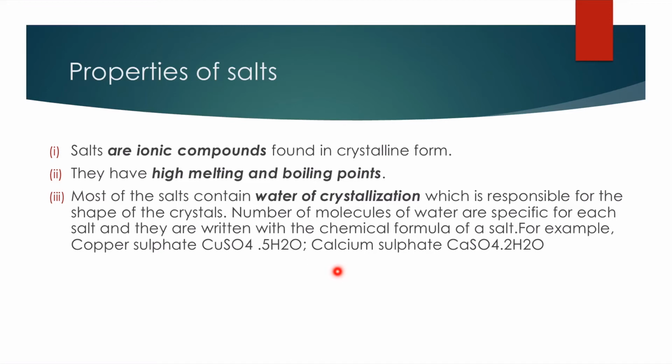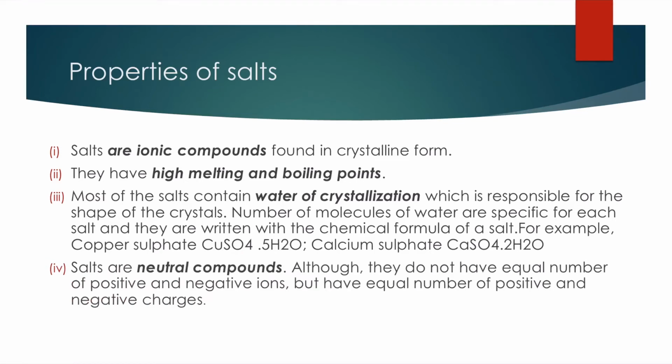Like we have with CuSO4, which is called copper sulfate, we have 5 water molecules, and CaSO4, which is calcium sulfate, it has 2 water molecules. So these 2 water molecules and these 5 water molecules that are attached to the salt are considered as water of crystallization. Where does this water of crystallization come from? During the neutralization, the water which is formed is absorbed into the crystals.